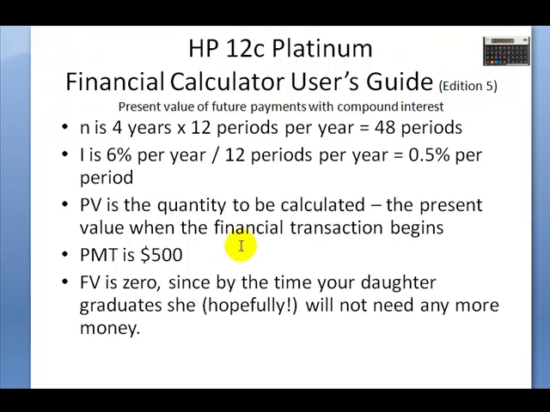All we're worrying about is how much needs to be in the account at the beginning of her 4-year college period. The payment out to your daughter each period, or each month, would be $500. The future value, meaning at the end of the 4-year period, when your daughter hopefully graduates, should be 0. She will have drawn down the full account, and hopefully she will not need any more money at that stage.